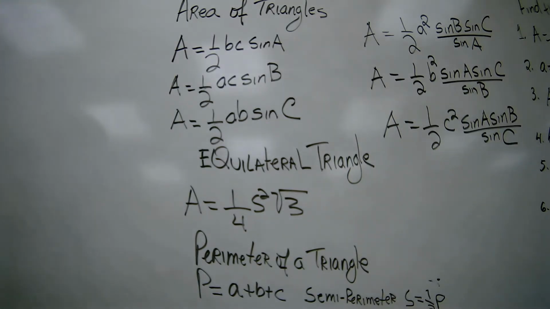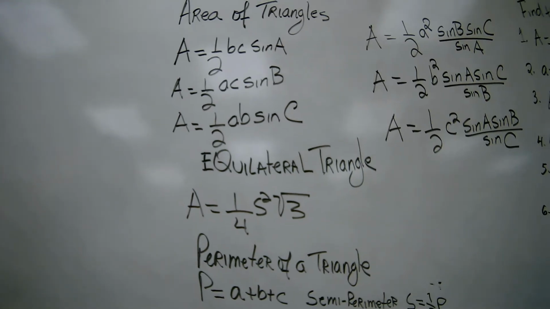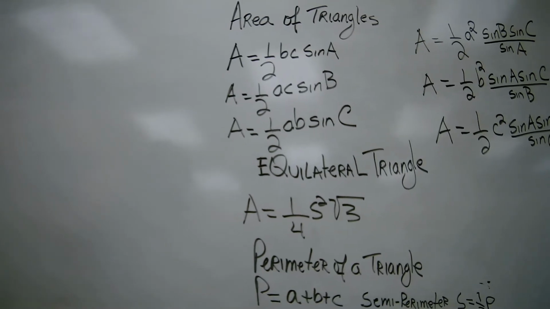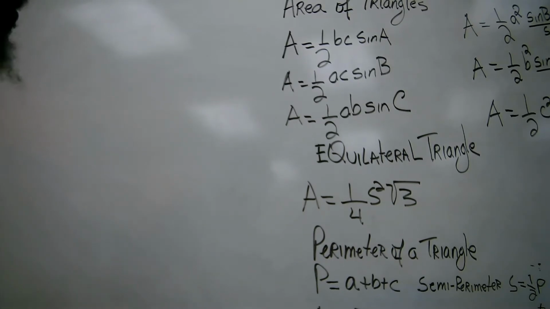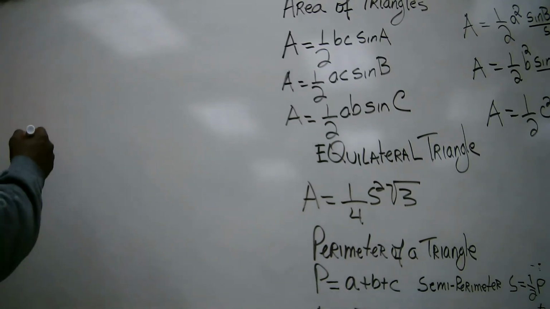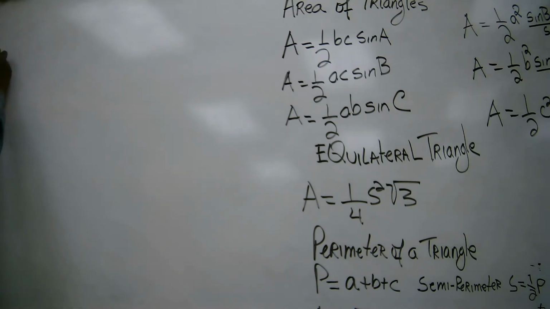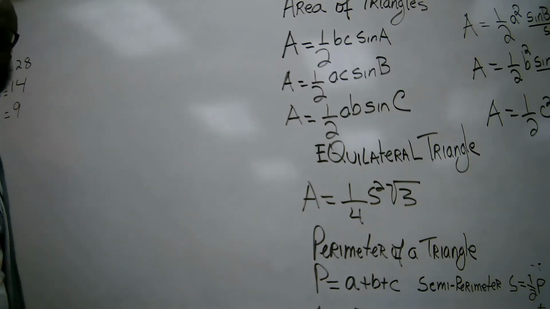Other than that, let's try to do some application. The formulas are here. Make sure you familiarize yourself with them, then you will know what's going on. Based on that, we can start doing some application. Alright, they give you the information. They're telling you angle A is 28 degrees. Alright, A is 28 degrees. And they give you side b is 14 units and side c is 9 units.